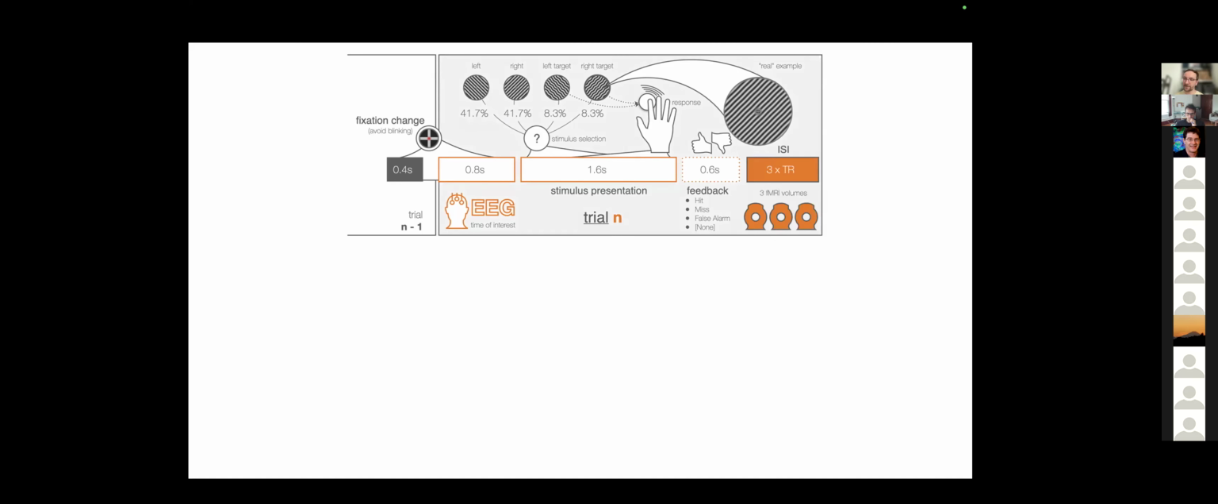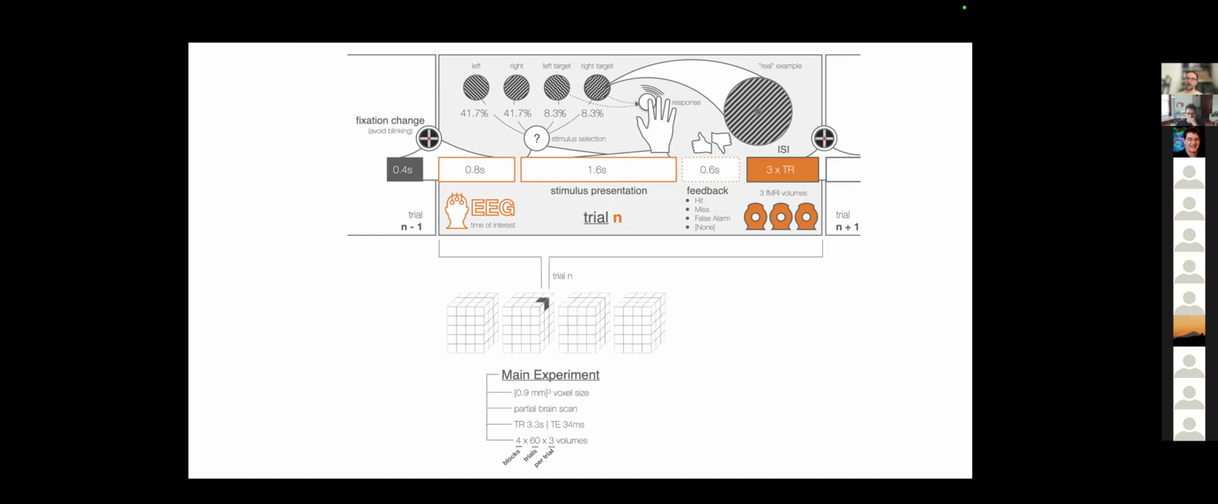And after that, 3 consecutive volumes of fMRI data were recorded. So we always had the same schedule of having 3 seconds of no fMRI data being recorded whatsoever while the trial is happening, and after the trial, 3 consecutive volumes are recorded. And this sequence of events would make up a trial.